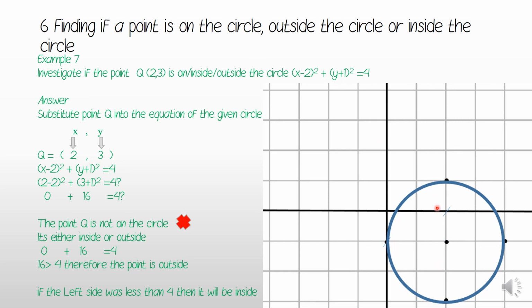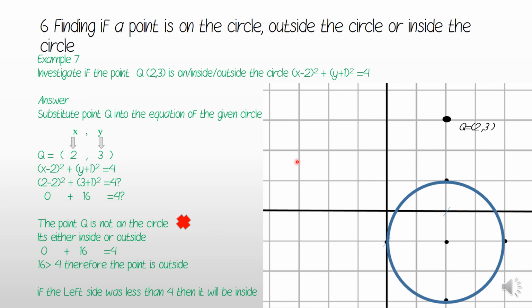So we draw the circle, and then the point that we're investigating, it's either inside the circle, so in here, on the circle, so on the blue line, or outside, out here somewhere. So (2, 3), so 2 is 1, 2 here, and then 3, 1, 2, 3. It's here, so that's where Q is. So we can clearly see that Q is outside the circle here. So therefore we're right by this.